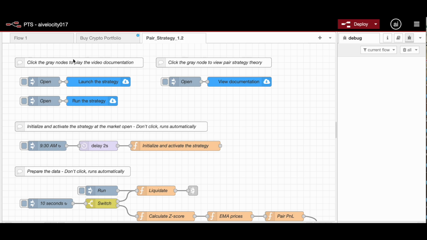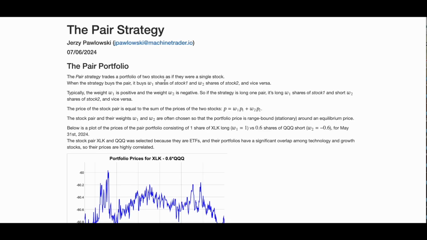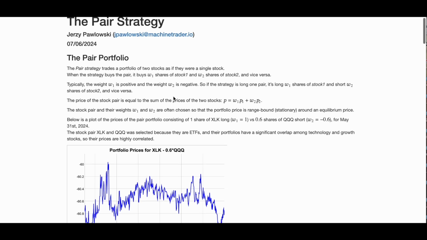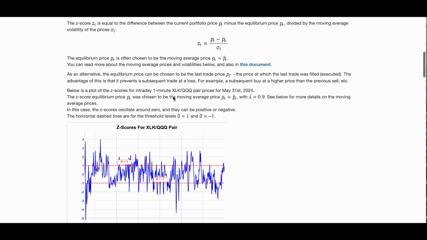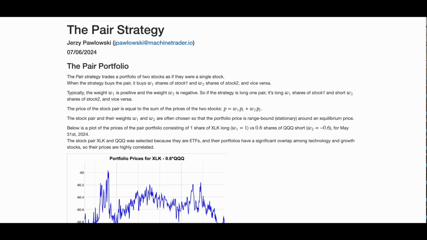When you download these shared strategies, which you will be able to do once you learn your way around, you'll see that our machine traders have documented these flows up here. So these nodes are all documentation flows when you see these blue nodes. You can click here and view the documentation. It was written by our chief investment officer, Jerzy Palowski, who worked for many years as a quant on Wall Street. And he explains how pairs trading portfolios work.